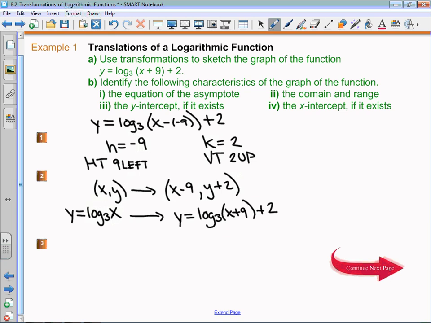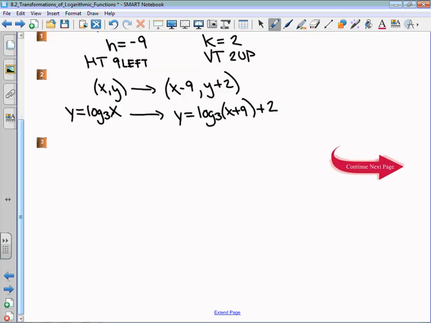Now, if you want a nice systematic way of comparing these, whatever the base is in your transformed function has to be the base in the original function as well. Now, certainly this is more than enough to identify those points. But to make this as simple as possible, I am going to talk about the points on y equals log base 3 of x.